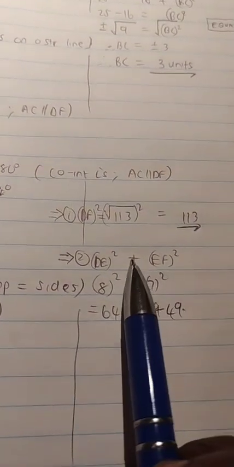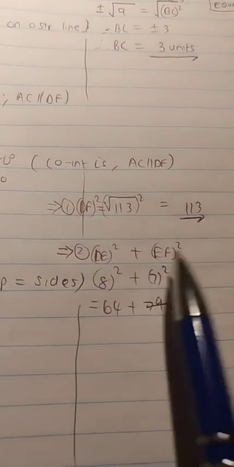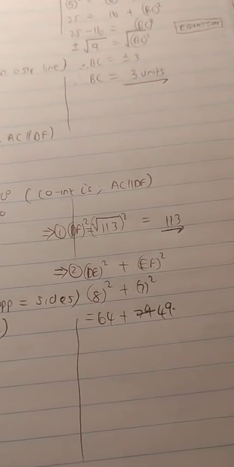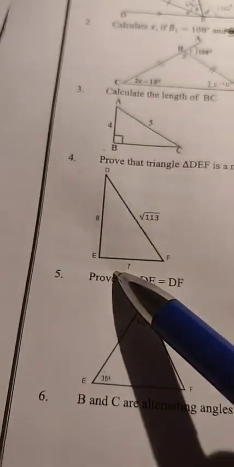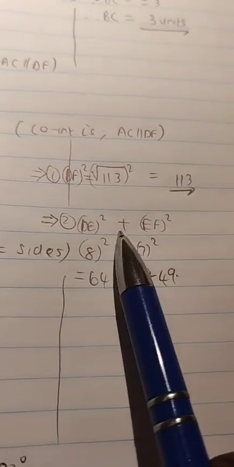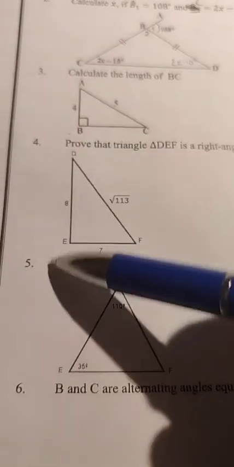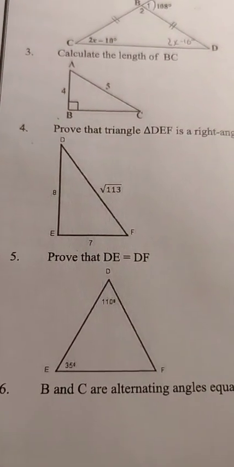Then part 2 of this question is taking the sum of the squares of the other two sides. Now, if you remember, the other two sides are 8 and 7. So I'm going to take the sum, but the sum of what? The squares. So I'm going to take DE. That's how you understand the longer side.